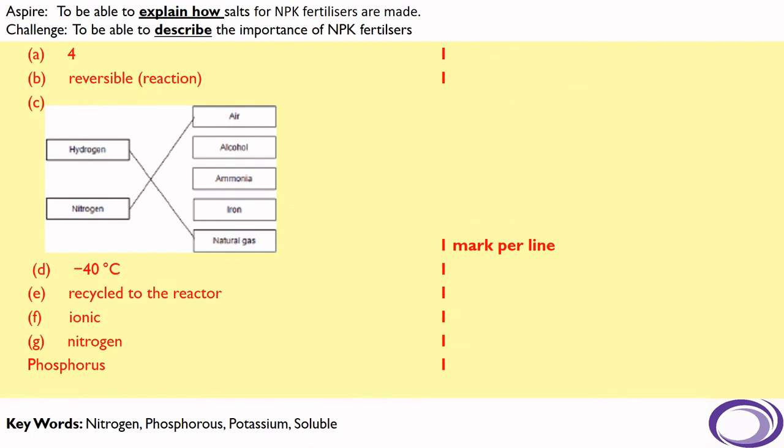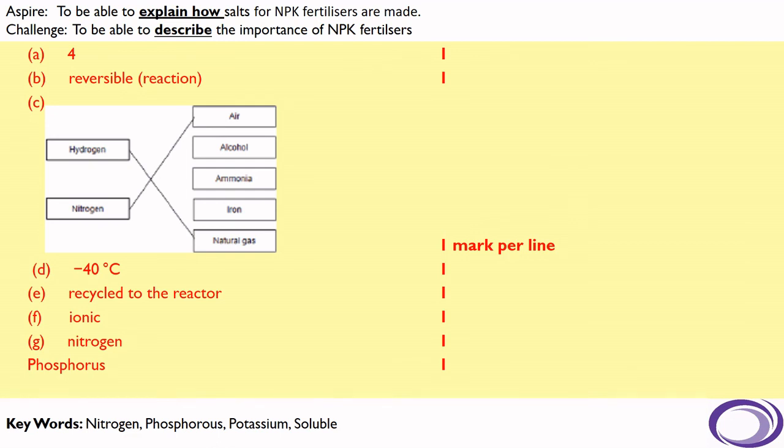So let's go through the mark scheme. 1A was for. The symbol was that it's a reversible reaction. Hydrogen comes from natural gas or from methane from natural gas, and nitrogen, the source, is the air. You'd have to cool it to -40 for the ammonia to liquefy, and the unreacted nitrogen and hydrogen are recycled into the reactor.